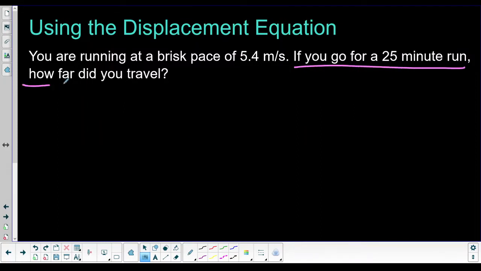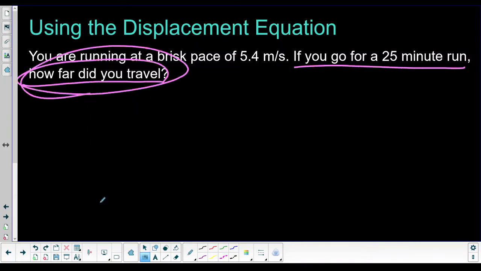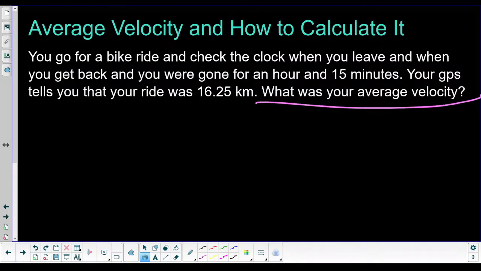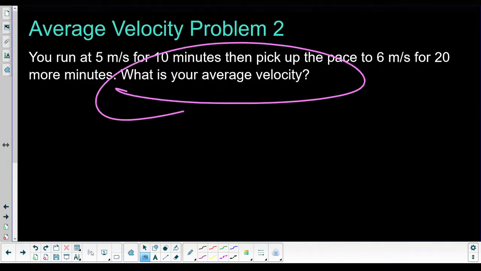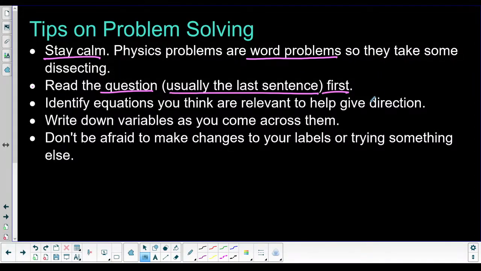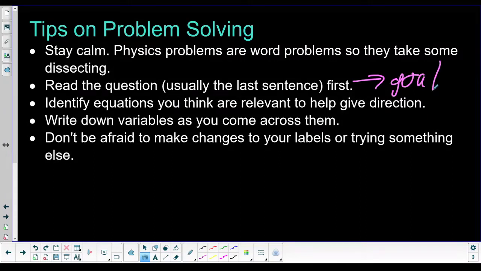If you go that far, how far did you travel? Okay. If you read the last part first, what was your average velocity? Okay, I guess I can't circle. What is your average velocity? These things are going to give you some sort of direction. They give you a goal to work towards in your problem so that you're not just wandering blindly through formulas and nuance.